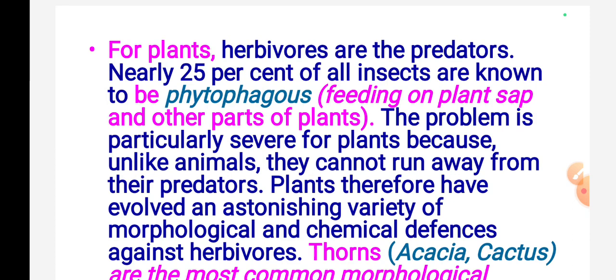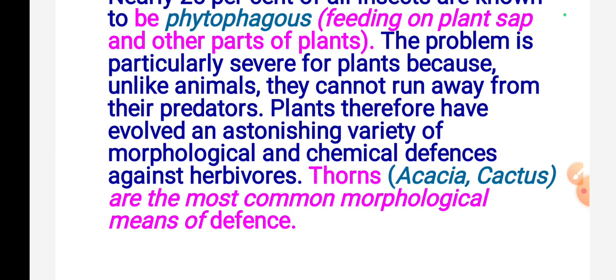The problem is particularly severe for plants because, unlike animals, they cannot run away from their predators. Plants, therefore, have evolved an astonishing variety of morphological and chemical defenses against herbivores. Okay, for example, thorns in acacia and cactus are the most common morphological means of defense.